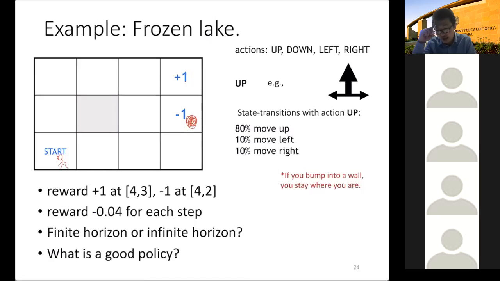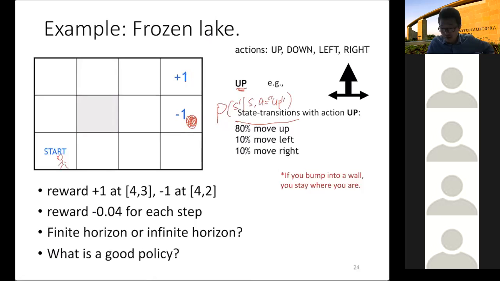The issue is that this lake is frozen and it's very slippery. So the agent might have the intention, say, to go up, and then there's a chance that you won't end up at the grid that's above you. Instead, let's say that the state transition probabilities, this P, will be described by 80% moving up when you take the action equal to up. We'll move up with 80%, and 10% you go to the left or go to the right. And if you bump into a wall, you stay where you are rather than moving anywhere.